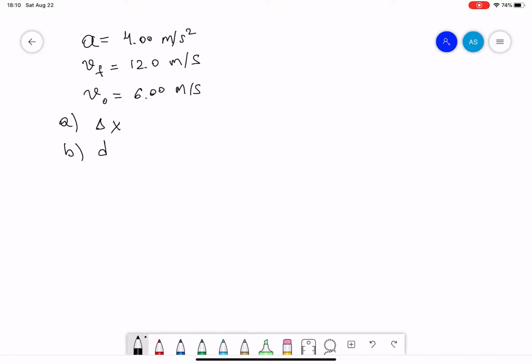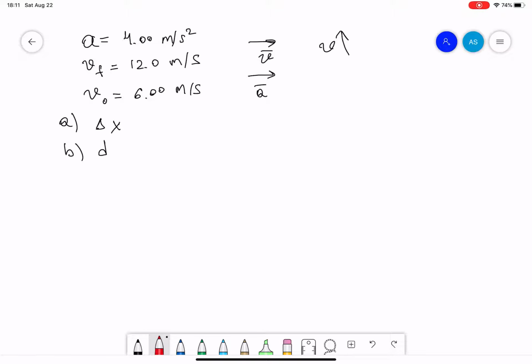Now, before solving such a problem, we have to understand a couple of things. First of all, as you can see here, our initial and final velocities are positive. Moreover, the final velocity is greater than the initial velocity. So that means when the direction of velocity is the same as the direction of acceleration, your velocity will keep increasing as time goes.